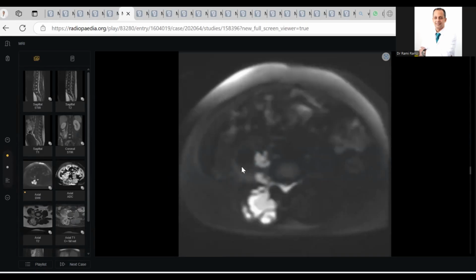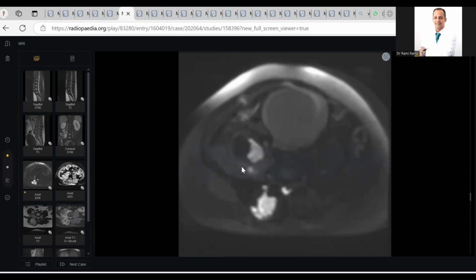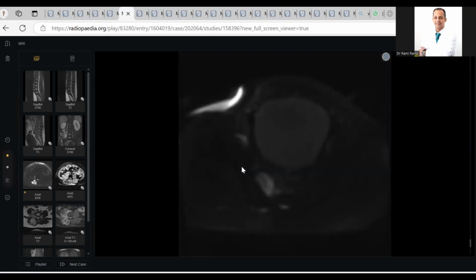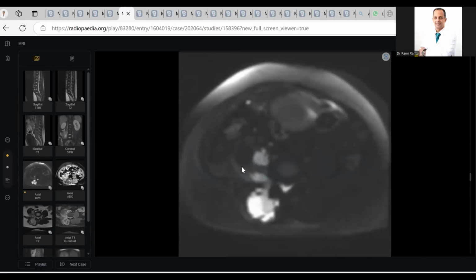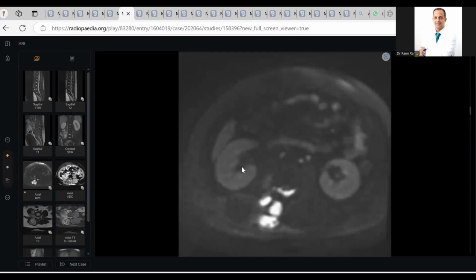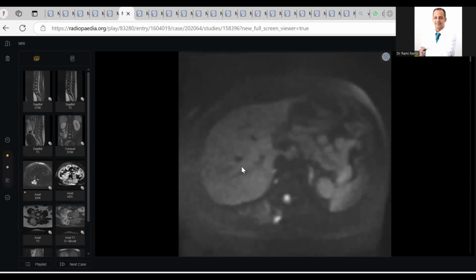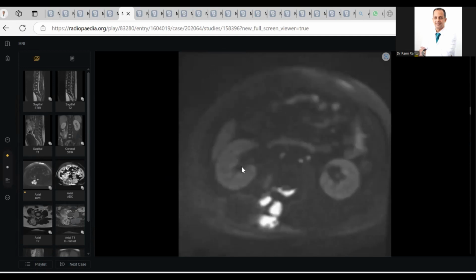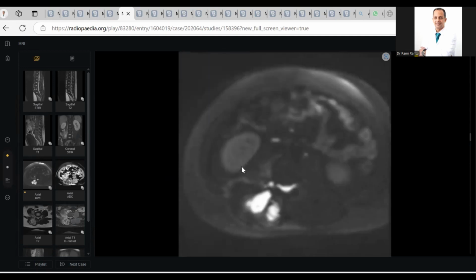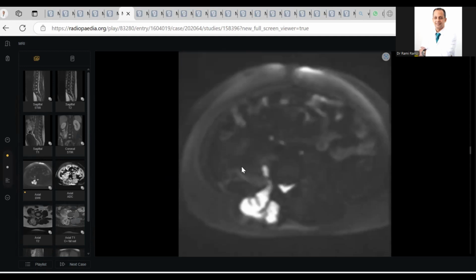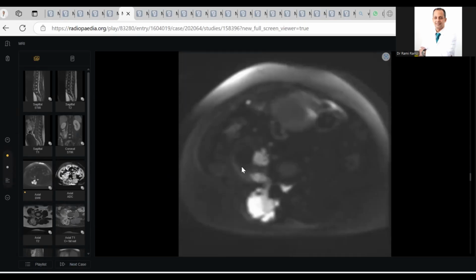Excellent. More than excellent. This is the point. So these are the DW images which is showing a diffusion restriction in the posterior right paravertebral region, also within the spinal canal and in the right perivertebral muscle. So this is the gist of multifocal abscess with spinal extension and epidural abscess.